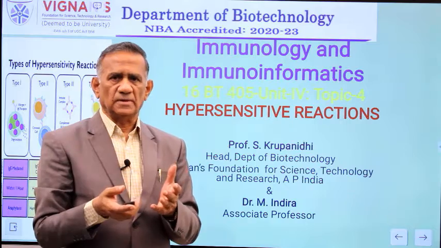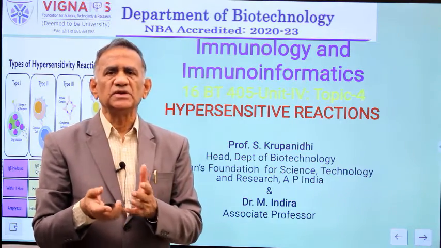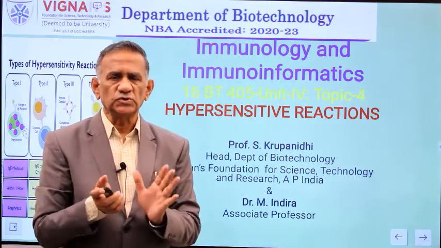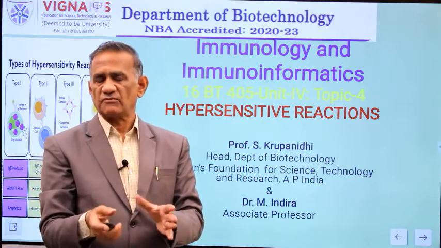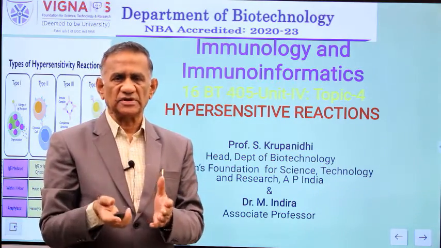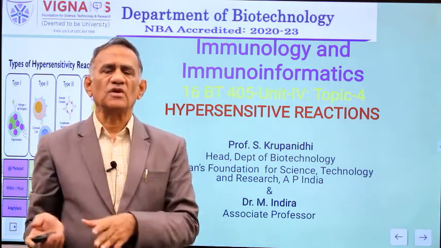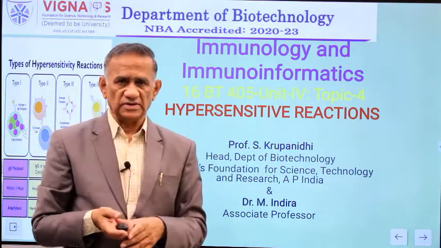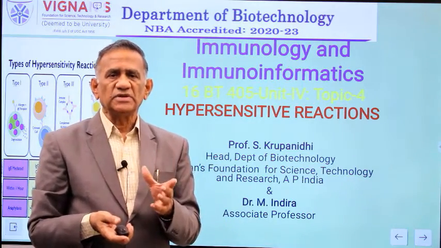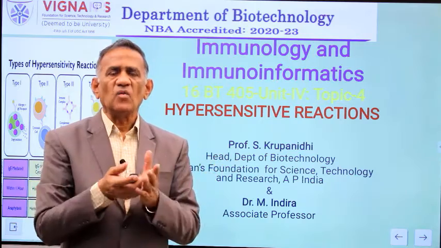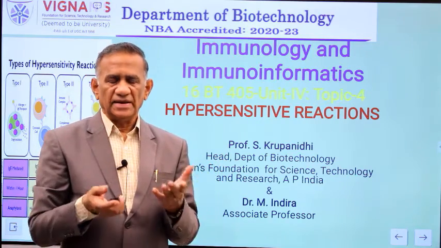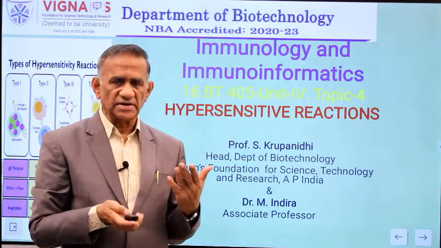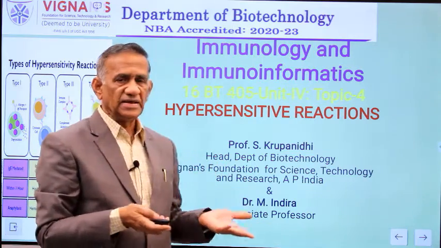that this is a tissue damaging immune response. Tissue damaging, not tissue protection. Of course, the damage leads to automatic protection. A tissue damaging immune response is called hypersensitivity. As I said, hypersensitivity is unwanted sensitivity. So let us see how this unwanted sensitivity prevails in our system.